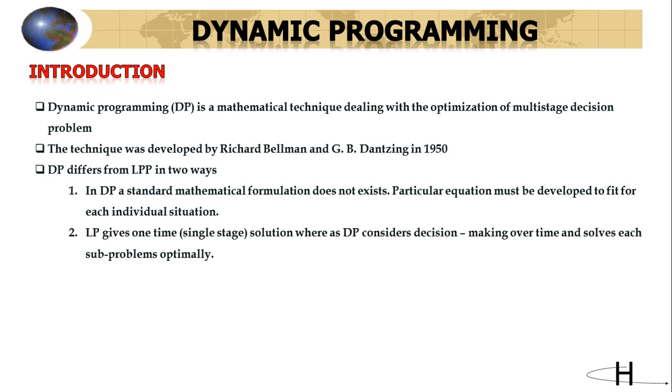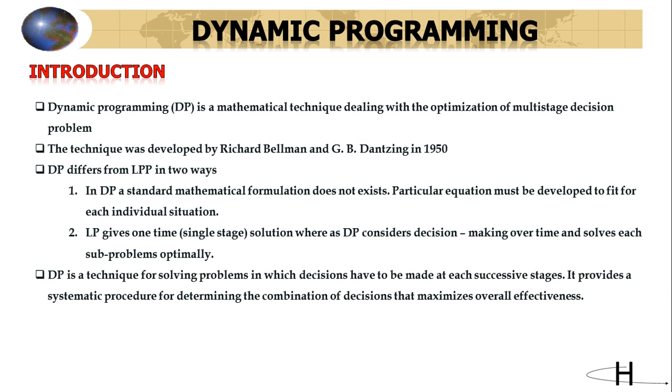Linear programming gives a one-time solution, that is a single stage solution, whereas dynamic programming considers decision making over time and solves each sub-problem optimally. Dynamic programming is a technique for solving problems in which decisions have to be made at each successive stage. It provides a systematic procedure for determining the combination of decisions that maximizes overall effectiveness.